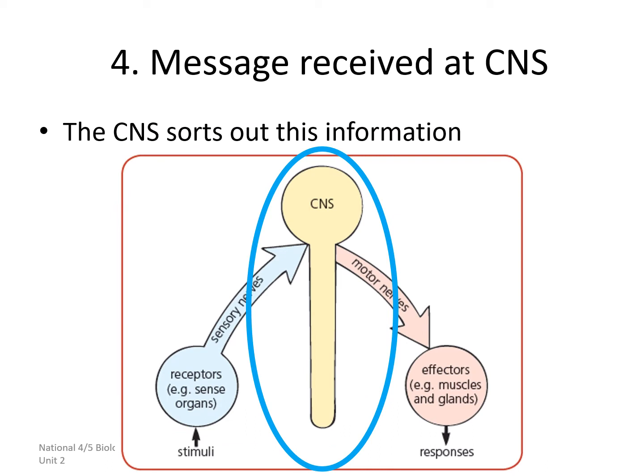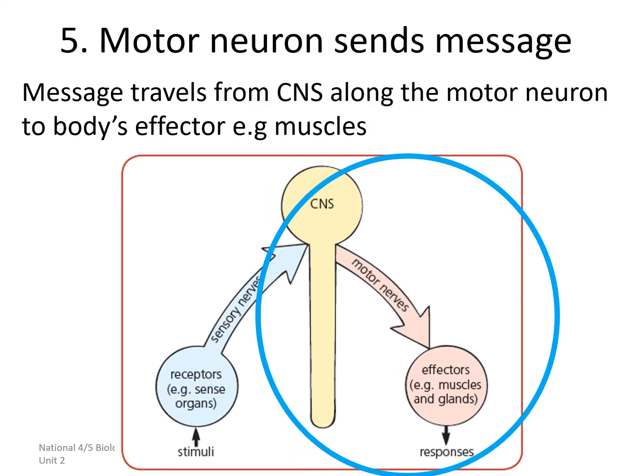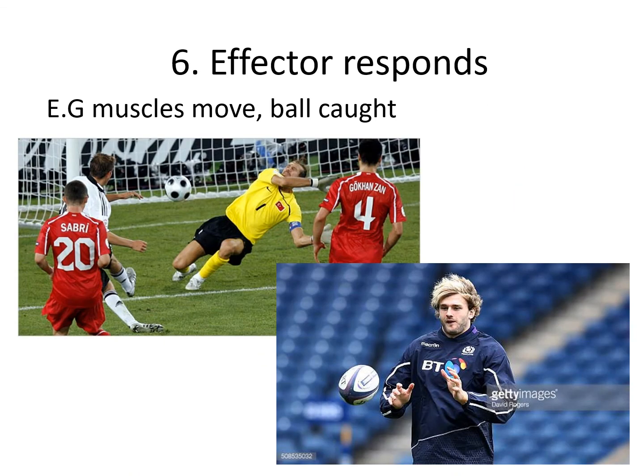Then the message is received at the CNS, which is obviously your brain and your spinal cord, and then the brain and the spinal cord would sort out this information and decide what it wanted to do with it, and then it would send its electrical message impulse to the motor nerve. The message then travels from the CNS along the motor nerve to the body's effector, so e.g. a muscle, and then the muscle will cause a response. So your effector responds, so e.g. your muscle moves and the ball is.